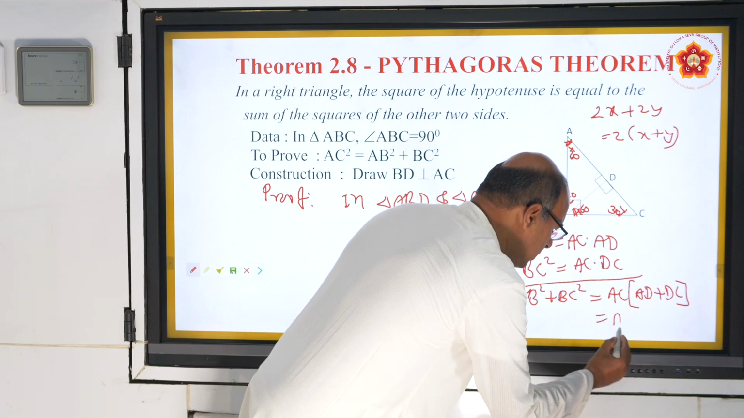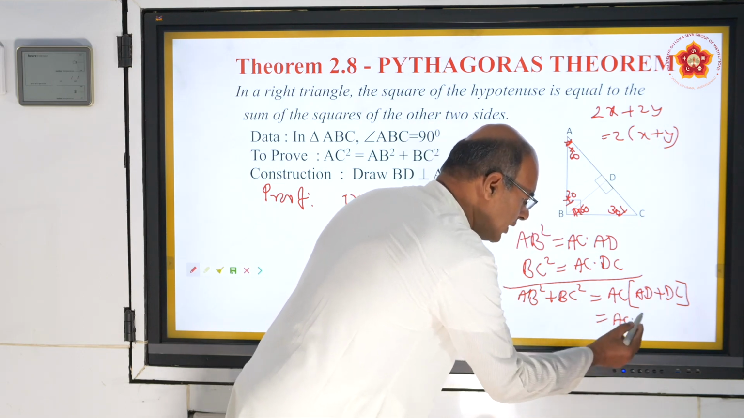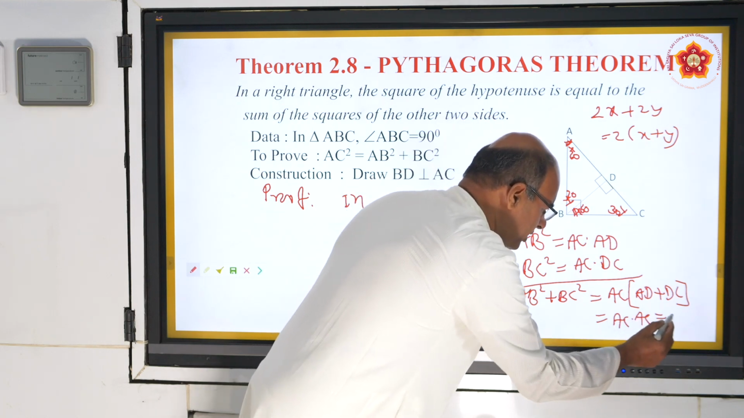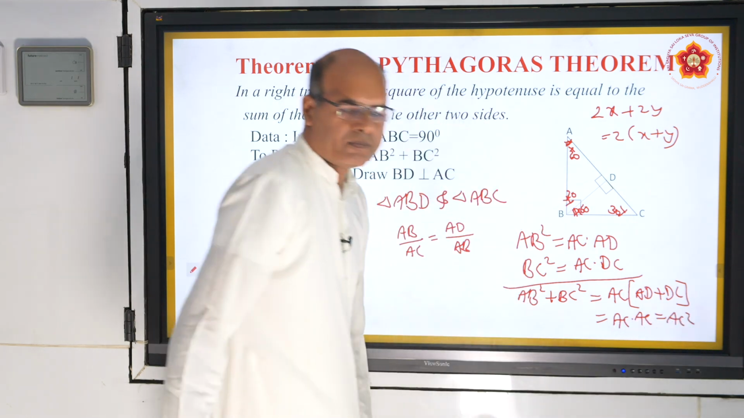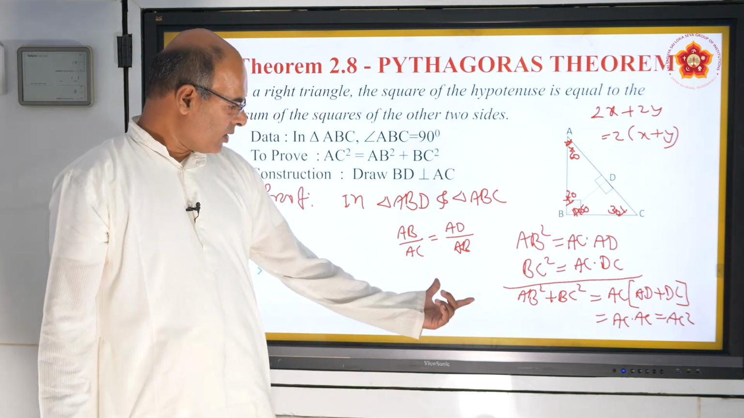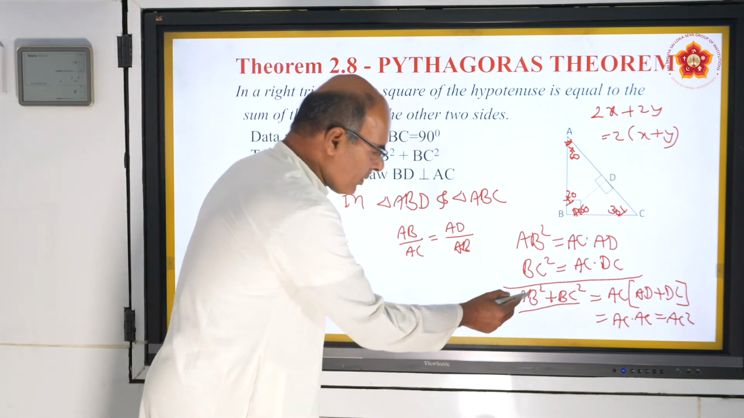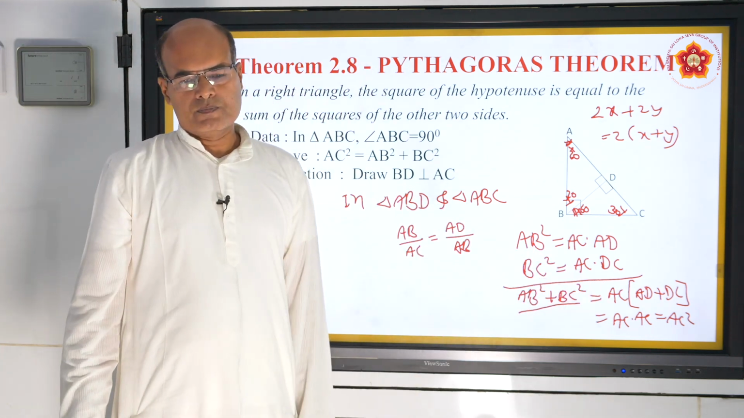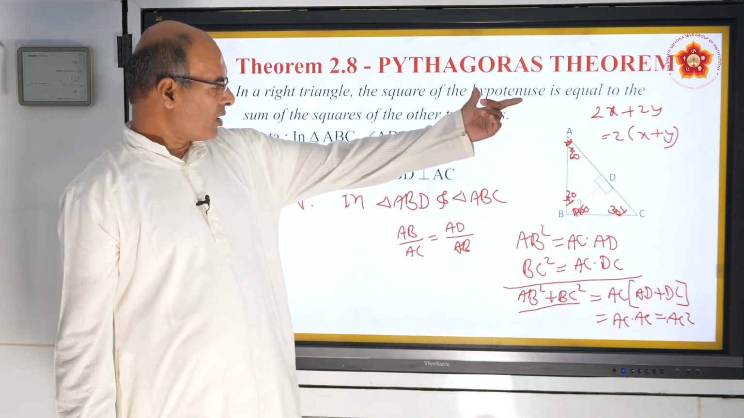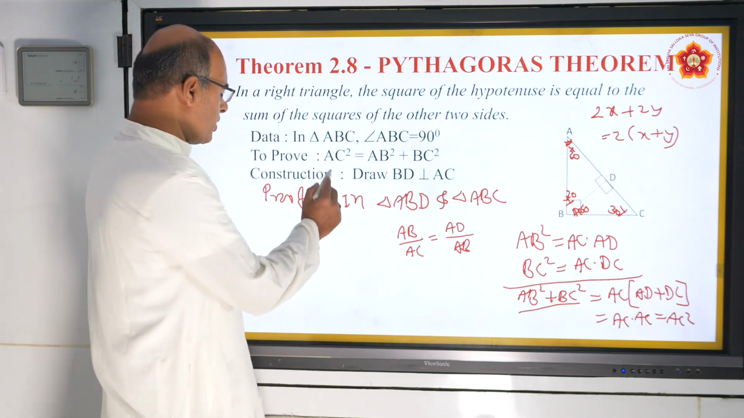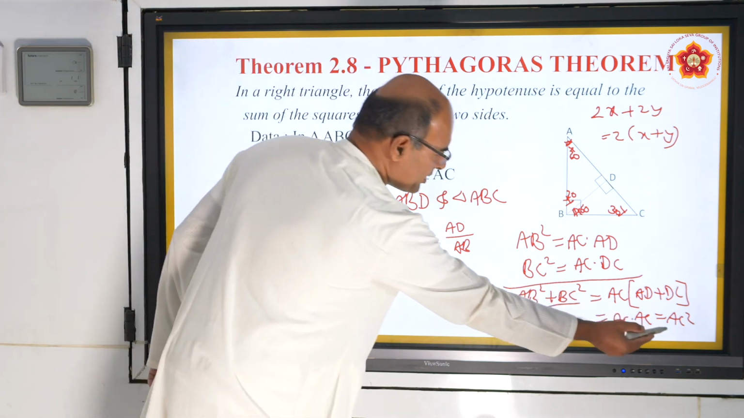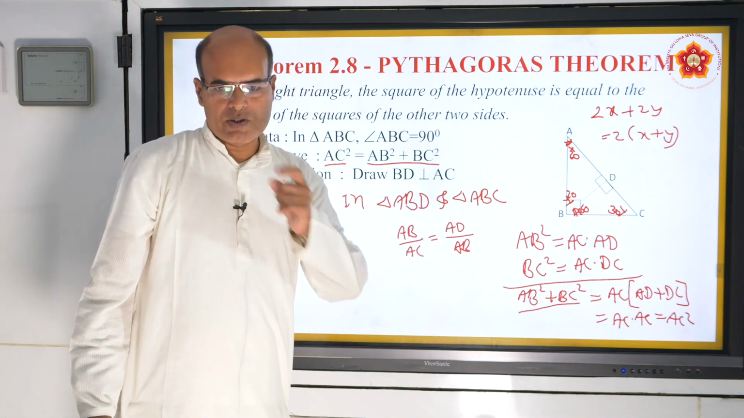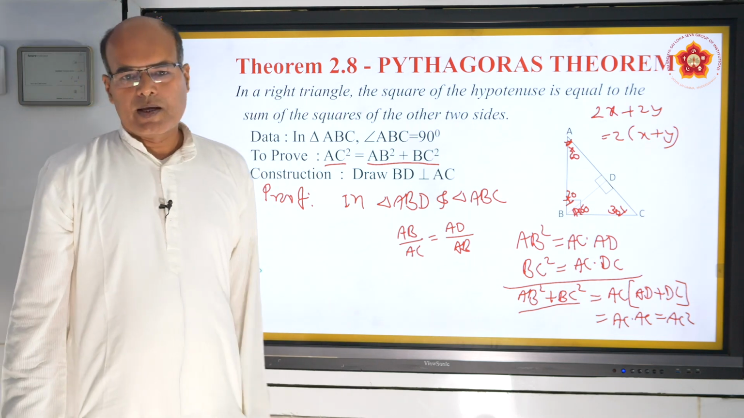So this is equal to AC into AC, since AD plus DC is also AC. AC into AC is nothing but AC square. So on the left side we have AB square plus BC square, and on the right side we have AC square. What is the conclusion of this theorem? Here we have AB square plus BC square is equal to AC square.